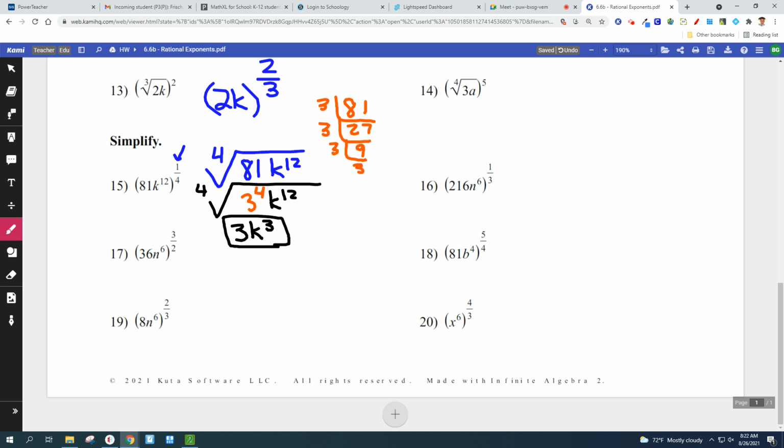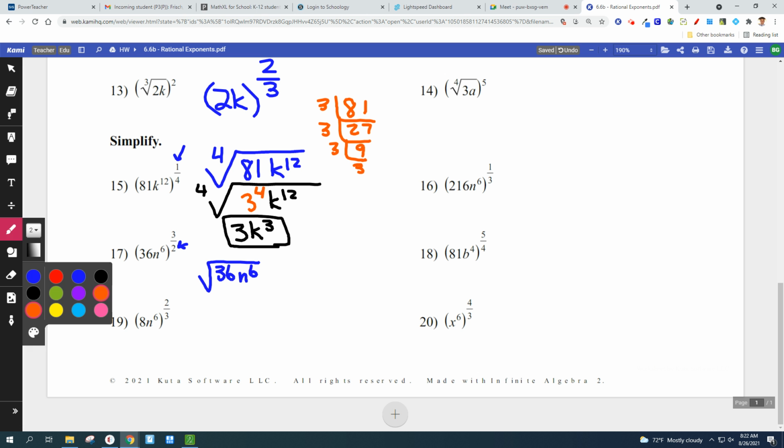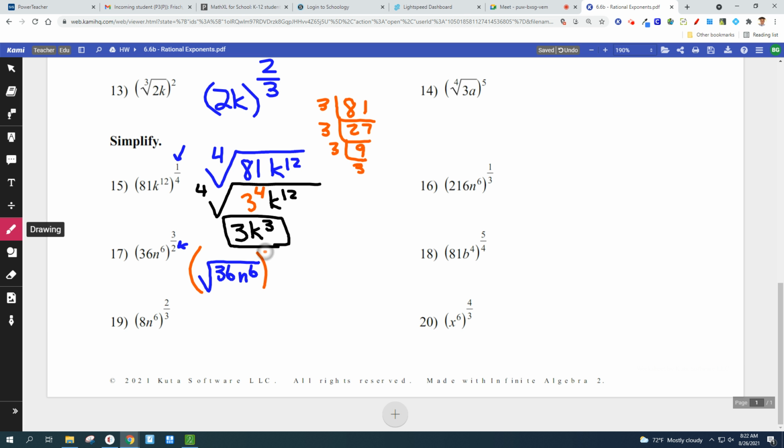Number 17, 36n to the 6th to the 3/2 power. Remember, rational exponents are fractional exponents. That's what we're talking about here. So let's look at our root index, which is 2. So that means it's a square root of 36n to the 6th. And then we would take that to the 3rd power. That's your numerator. So we've got a square root. Remember, we don't need that root index 2, but you can put it in there if you want.